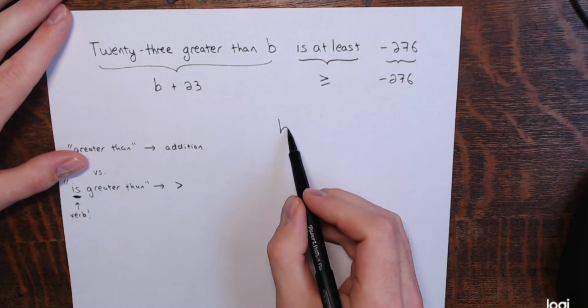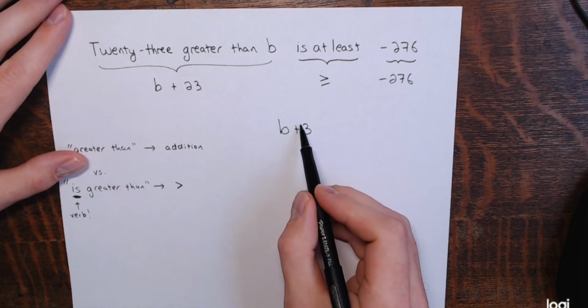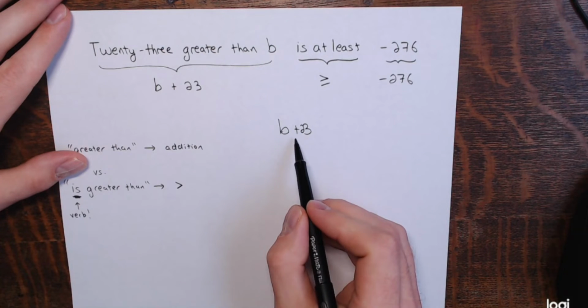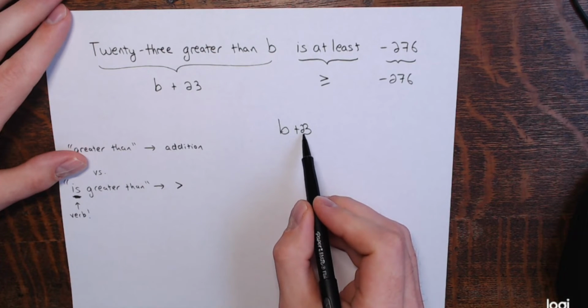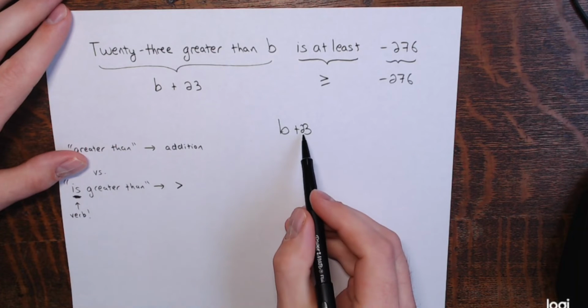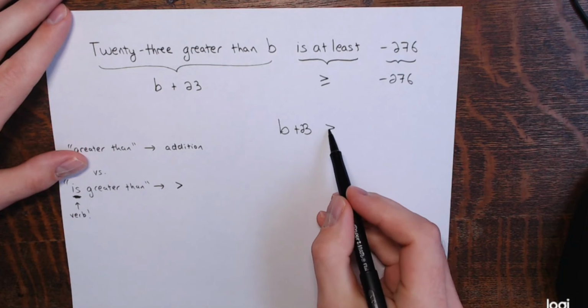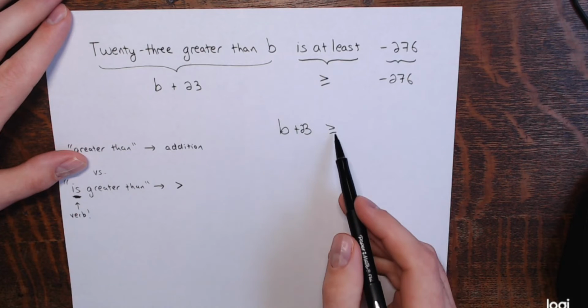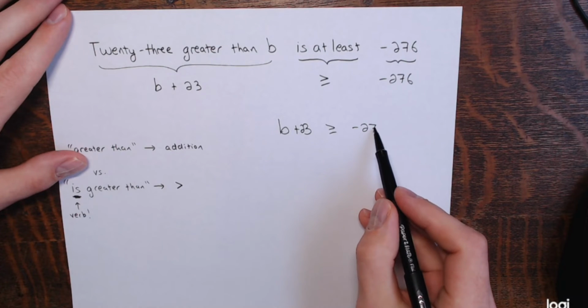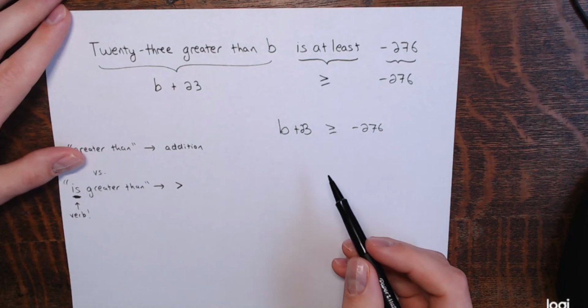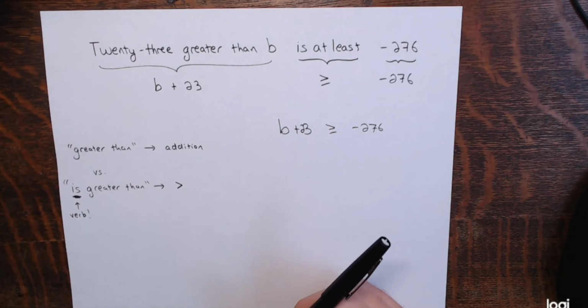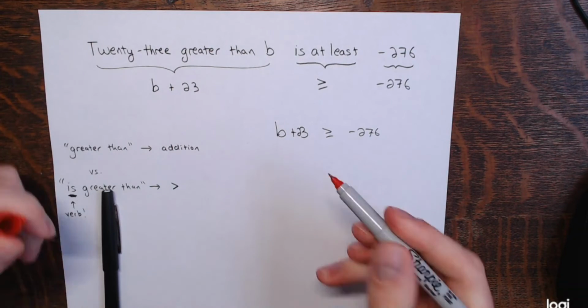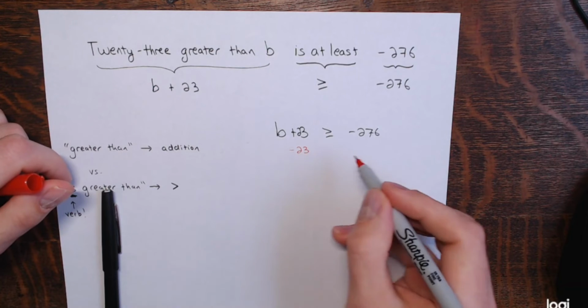B plus 23. This is 23 greater than B. Sorry about the compactness of the 23 there. I didn't leave enough space. Is greater than or equal to, that's the is at least, negative 276. And then we solve this. Now you can very easily solve this in one step. Solve for B just by subtracting 23 from both sides.